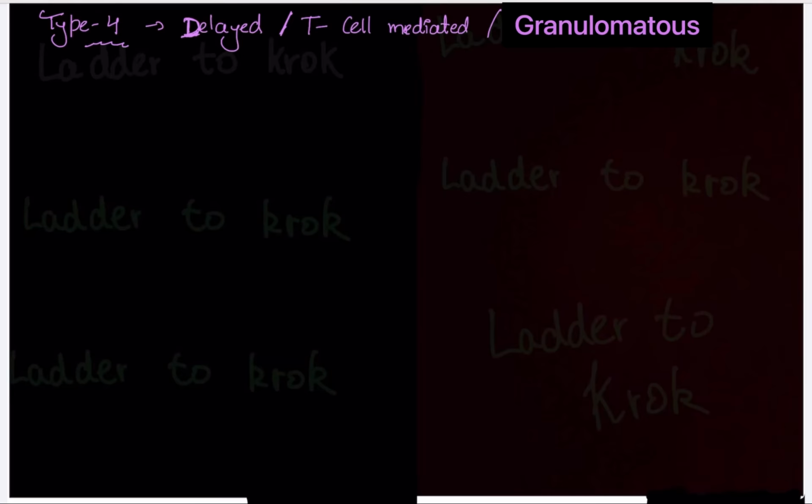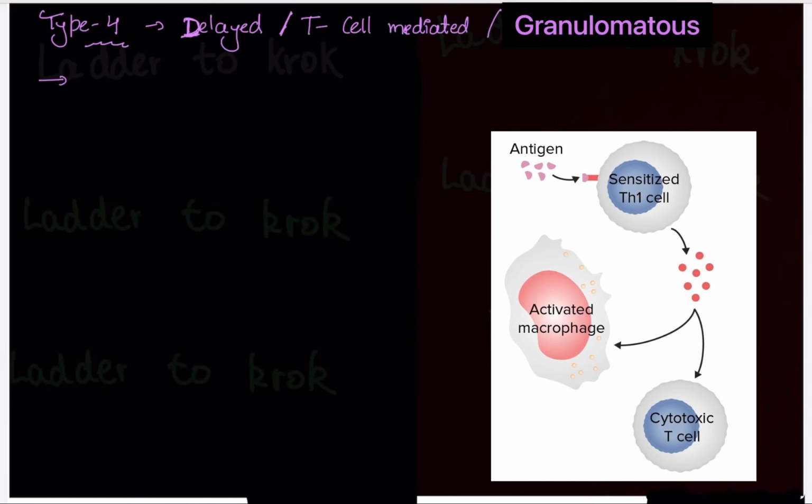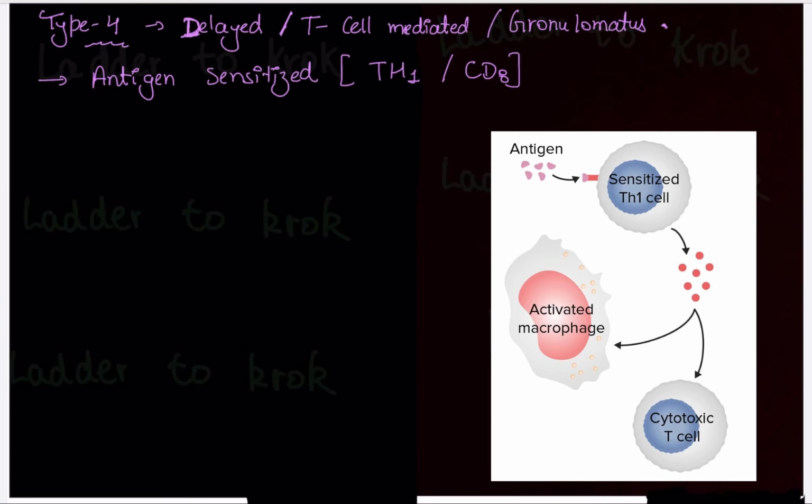So in them, basically what happens? Your T cells, T helper cells, will bind to the antigen and form what is known as antigen sensitized. That antigen sensitized is also known as TH1 and CD8. Whenever the T cells and antigen bind, they form this antigen sensitized, also known as TH1 CD8 or CD8 TH1.